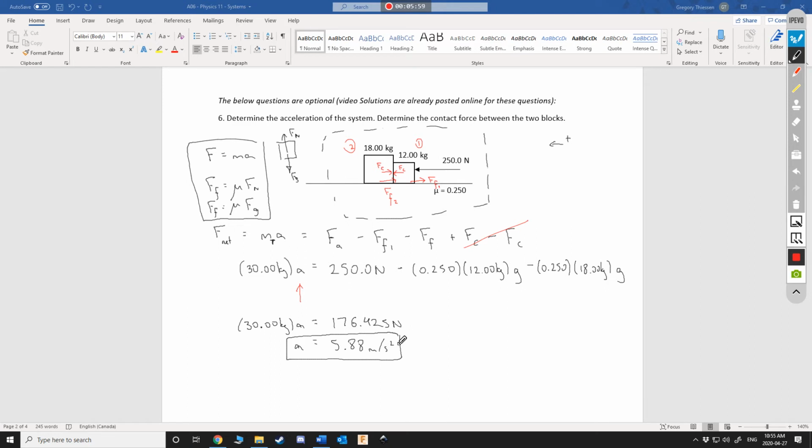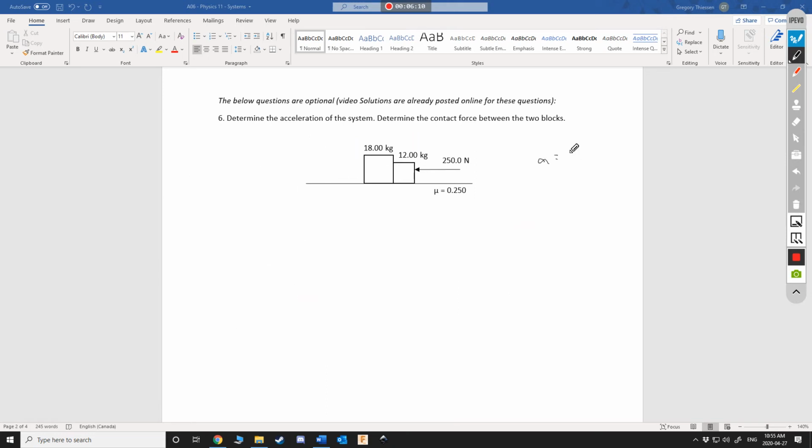So that's the first part. Now we have to find out what is the contact force between these two blocks. So I'm going to clear this. I'm going to write down my acceleration, which is 5.88 meters per second squared. If we want to find the contact force, what we're going to do is look at one of these two blocks. Doesn't matter which one, you just choose one, you go with it.